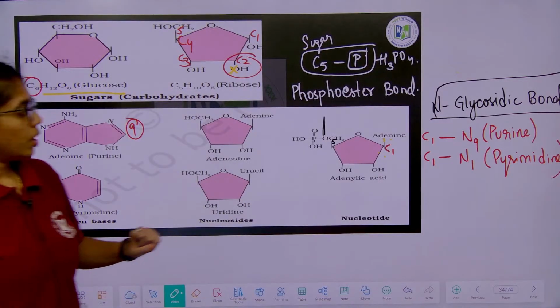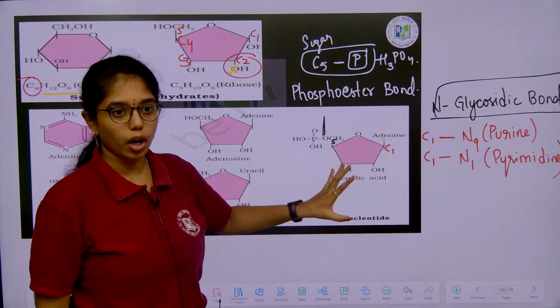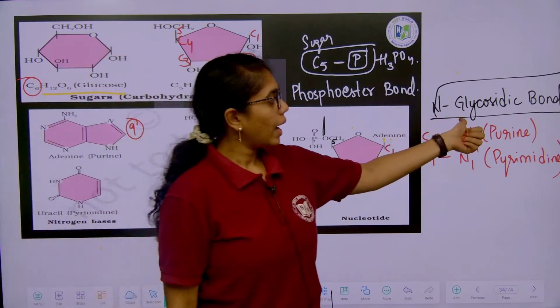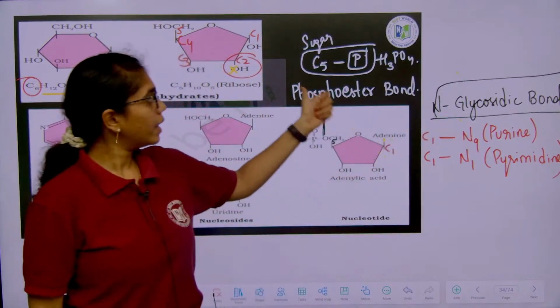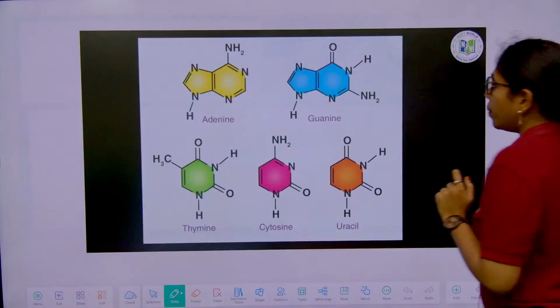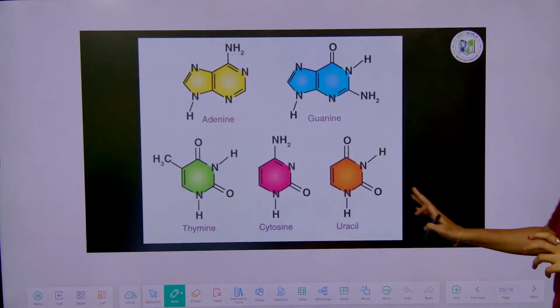Clear, right? So now you have an idea how a single nucleotide is formed. What are the bonds involved? Two bonds. What are they? N-glycosidic bond and phosphoester bond. Here you have to note some terminology. Before that, we look into the nitrogen bases once.